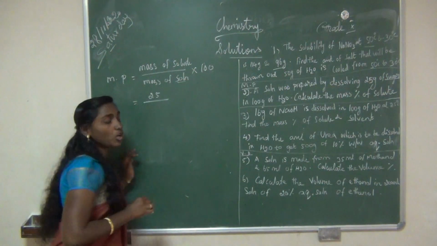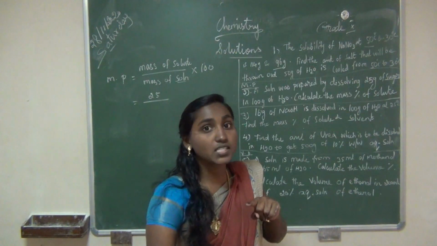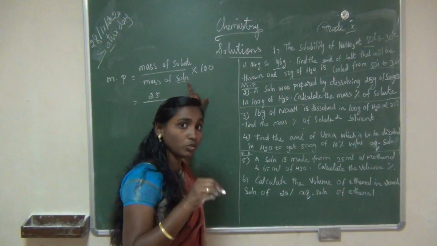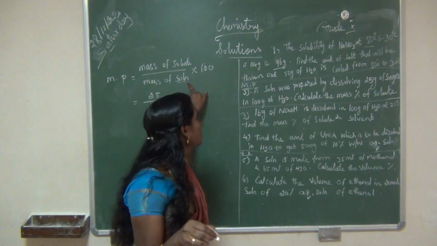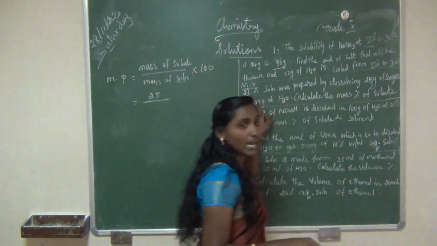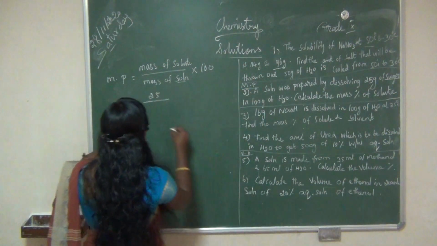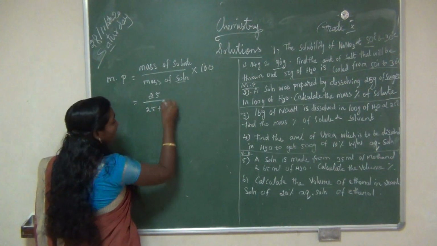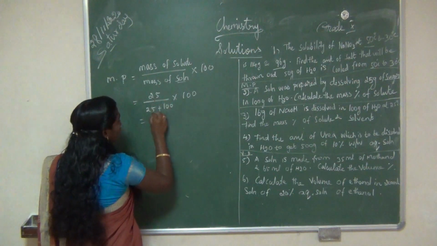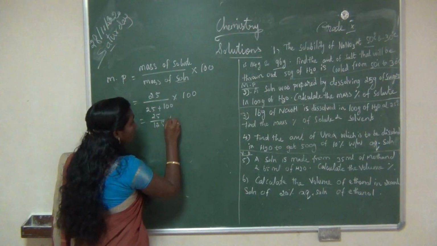Listen students, solution means it contains solute plus solvent, right? You should not apply the value for solvent alone. Solution means solute plus solute. We all know that, right? So mass of the solution, what do we need to write? 25 plus 100. Solution means solute plus solvent. Into 100. The next step, 25 divided by 25 plus 100, 125, into 100.